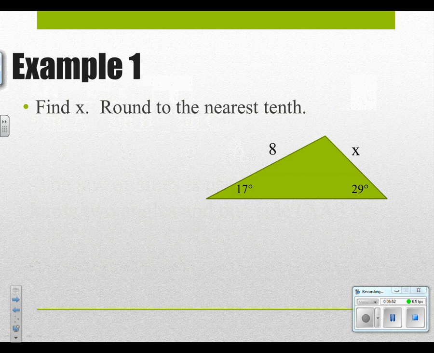We're going to do two examples of law of sines to illustrate what that can look like. Then I'm going to show you law of cosines, and we'll do two of those as well.